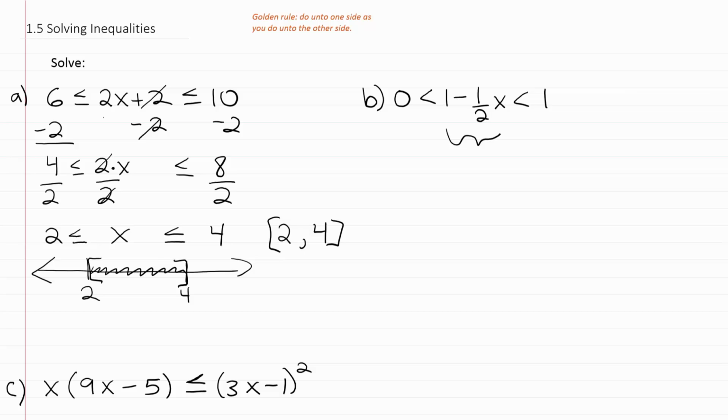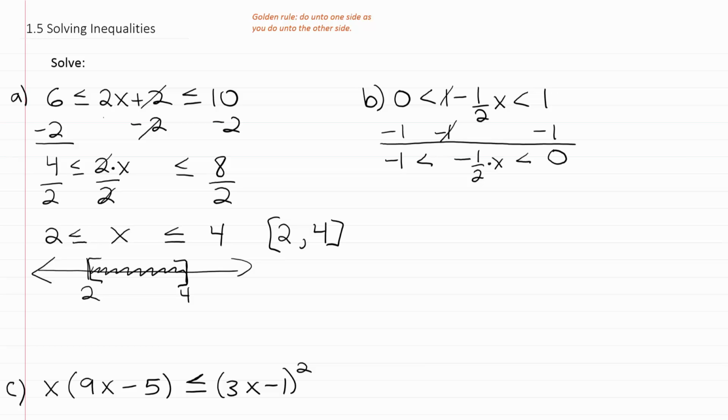So similar thing, we want to isolate the x here. So I'm going to subtract 1 from all sides of the inequality first. So 0 take away 1 is negative 1. These ones will cancel out. Then we'll have negative 1/2 times x less than 1 minus 1, which is 0.